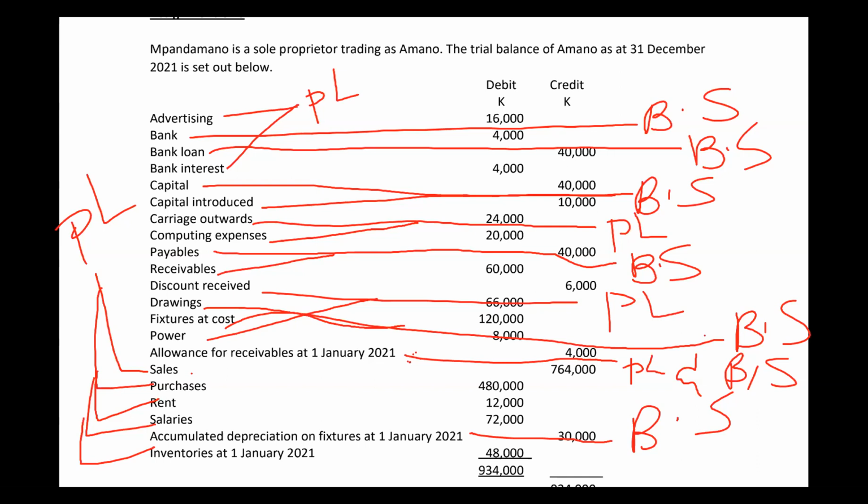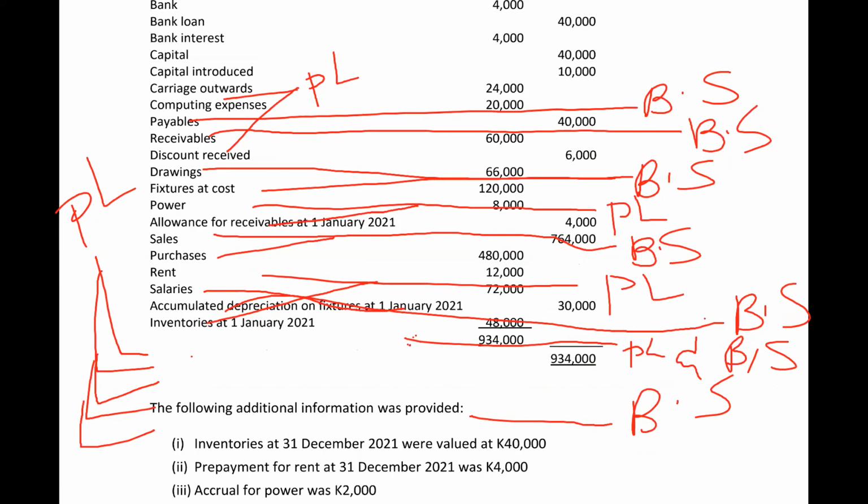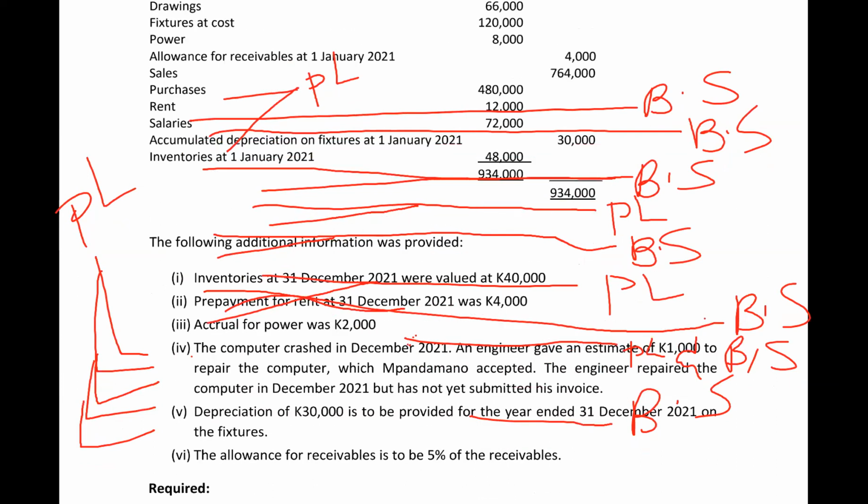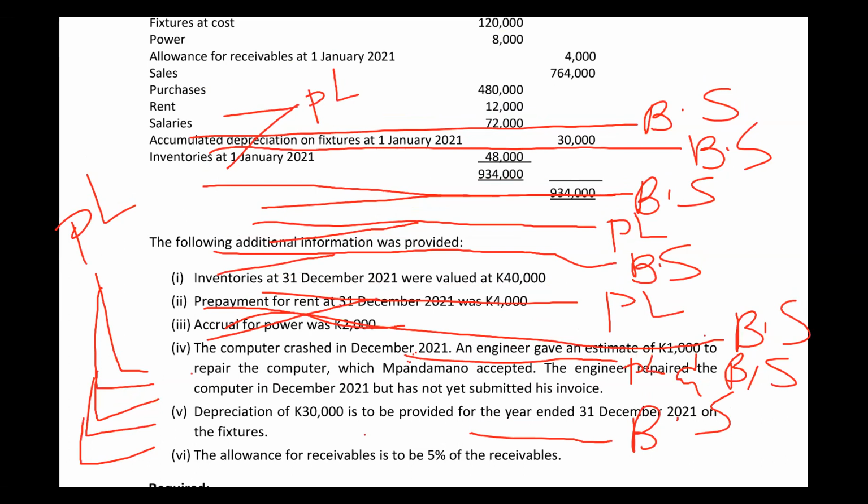Okay. If that is clear, then let's see now a few of the adjustments that we have to make. Number one, we have the inventory at the 1st December, which is basically the closing inventory. Okay, this first adjustment. Does the closing inventory go in the balance sheet or the profit and loss account? Closing inventory. Profit and loss. It goes in the profit and loss account.